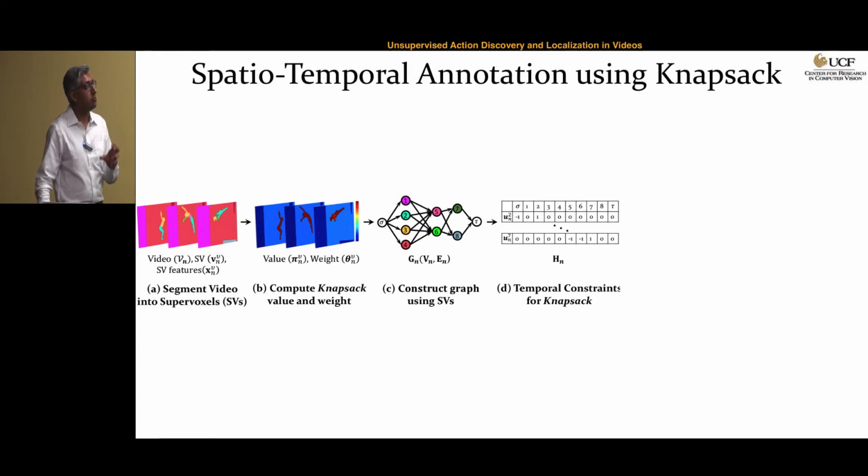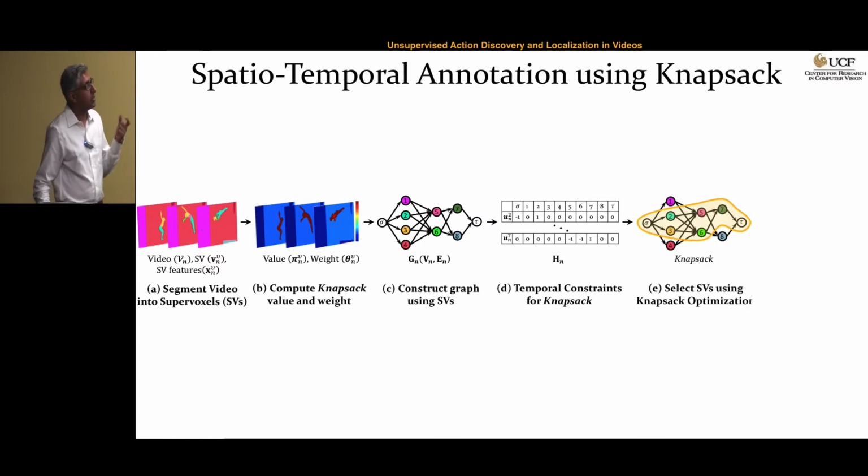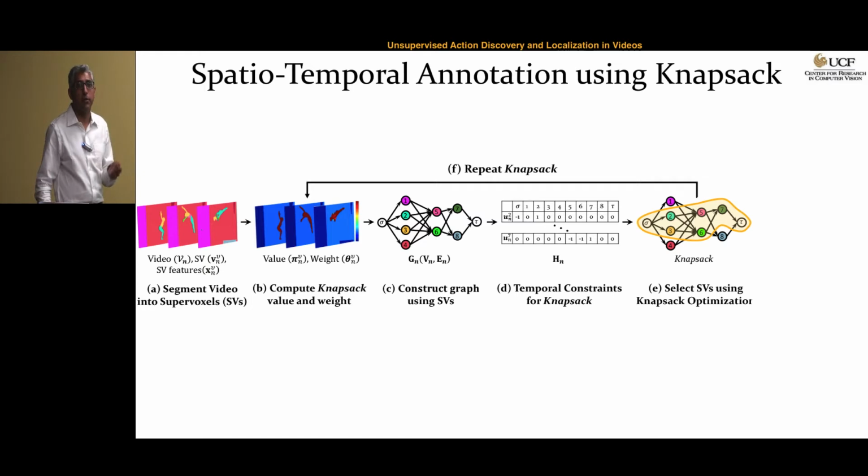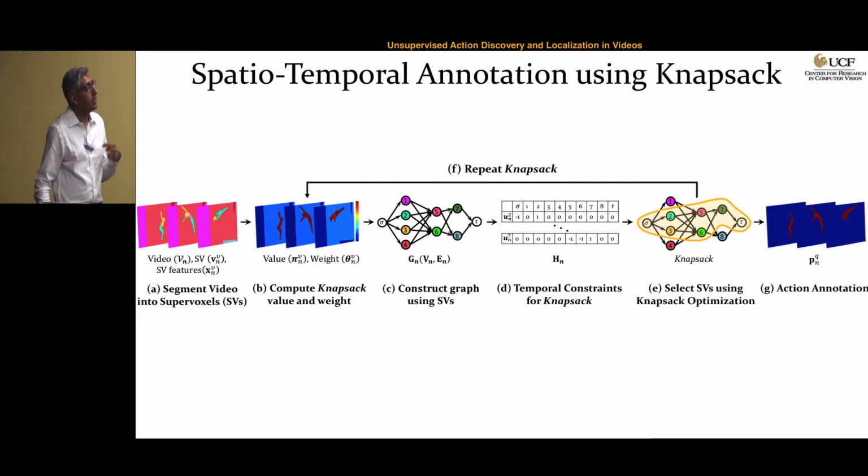However, we apply some temporal constraints because we want one contiguous segment to be selected for that particular action. We don't want to select discontinuous groups of supervoxels from this video, and that will lead to the action being broken into several parts. So you want to combine them together so that you have one contiguous action, such as shown over here. And once we have this, we perform this process iteratively to get multiple annotations from our training set of videos. Once we have this iterative process performed, this will give us a set of annotations as shown by the action contour in the video.